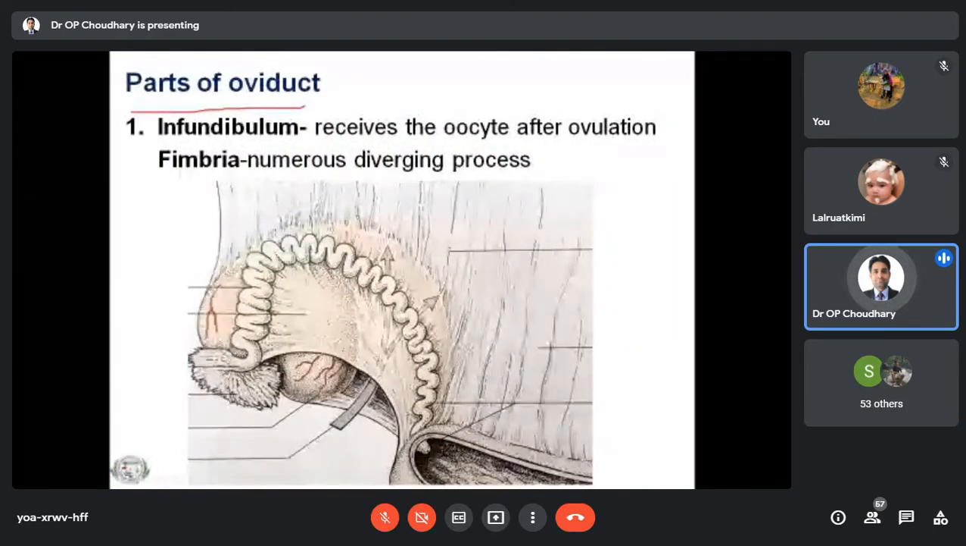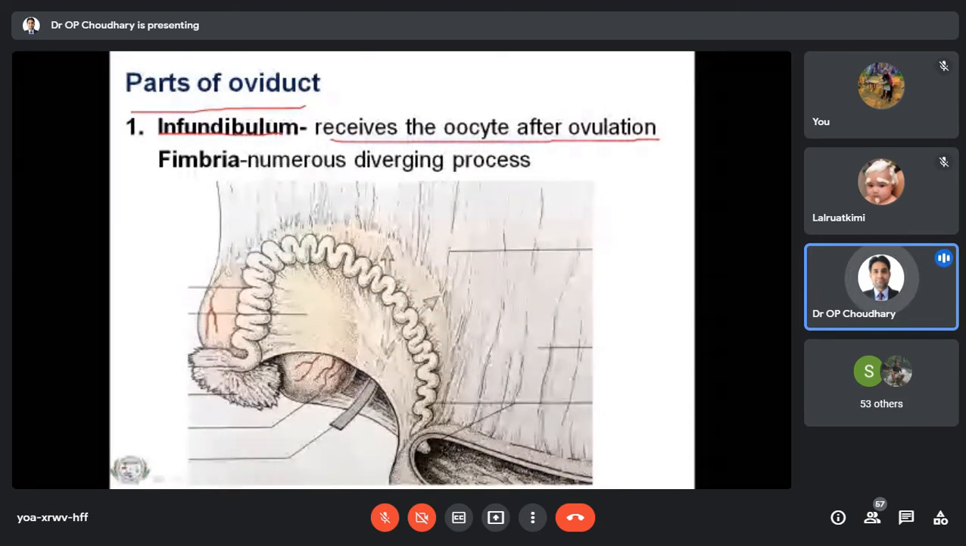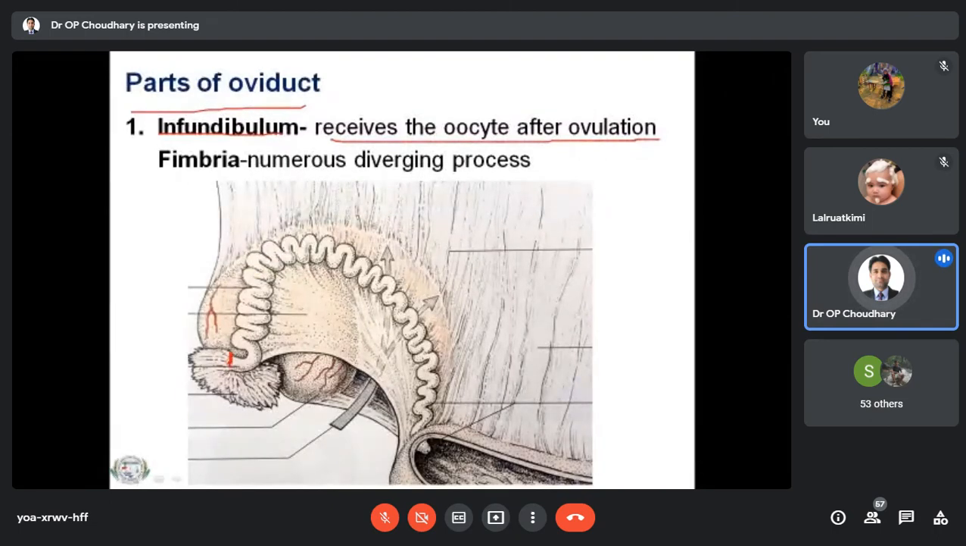So what are the different parts of the oviduct? The first part of the oviduct is called the infundibulum, which receives the ovum or oocyte after ovulation. You can see here, number one is the infundibulum, and it usually consists of a fimbriated part. Fimbria means there are numerous diverging processes. So this is a unique characteristic feature of the infundibulum.